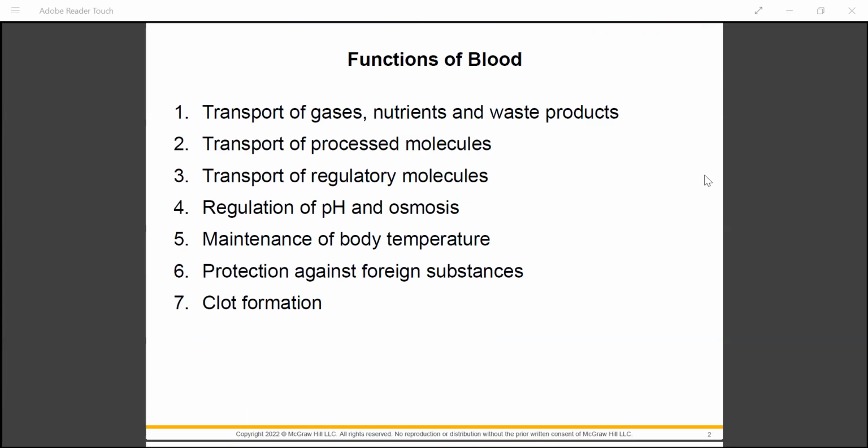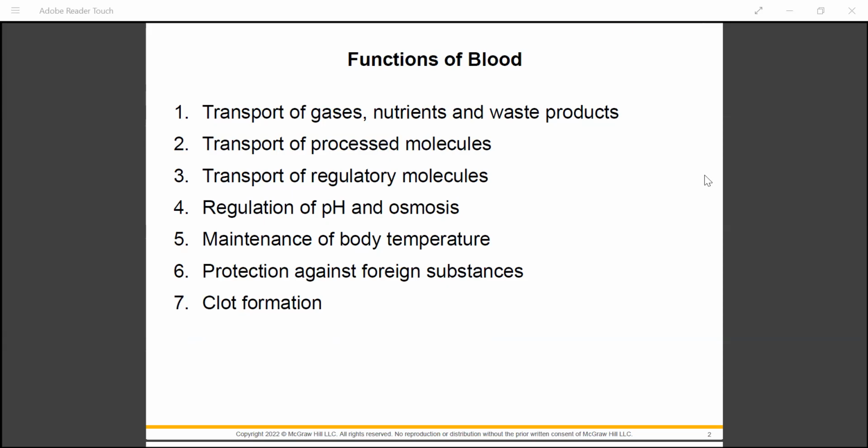So our blood has many functions. If you remember back from our previous chapters, blood falls under the connective tissue category, and it's unique because it's the only liquid connective tissue. So its extracellular matrix is liquid. We call it plasma. And because it is liquid, it allows it to serve a large variety of functions, and it acts somewhat as a highway for transportation of materials.